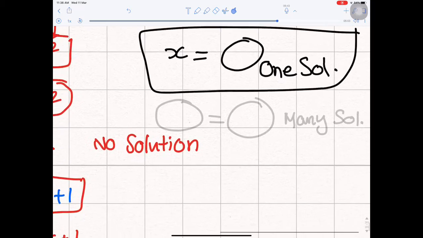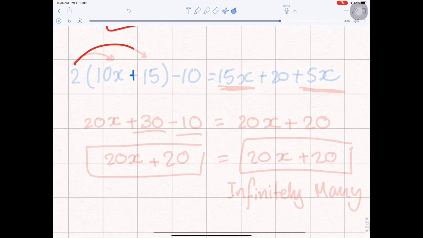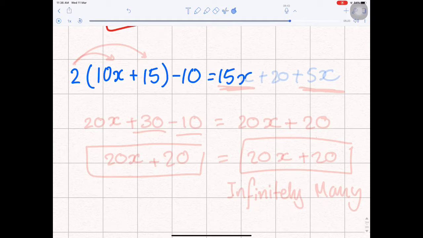The last one is going to be 2 multiply 10x plus 15 minus 10 equals 15x plus 20. The right-hand side is already simplified. And the left-hand side, let's check it together.